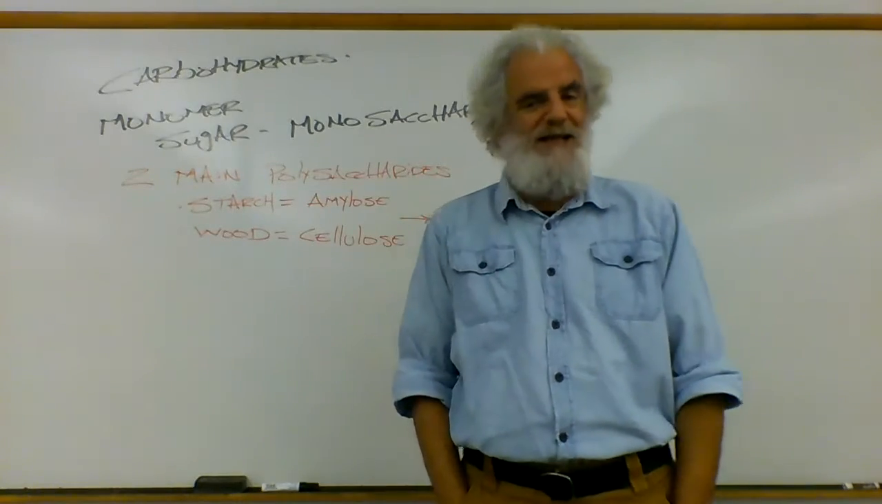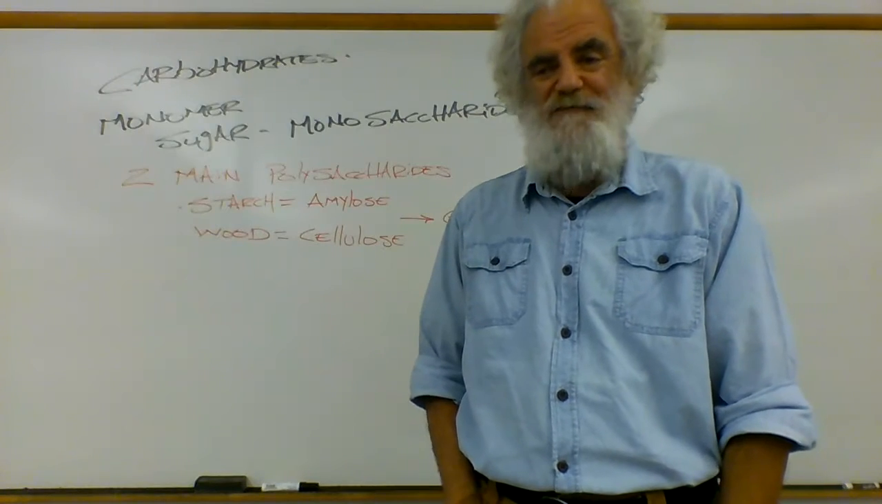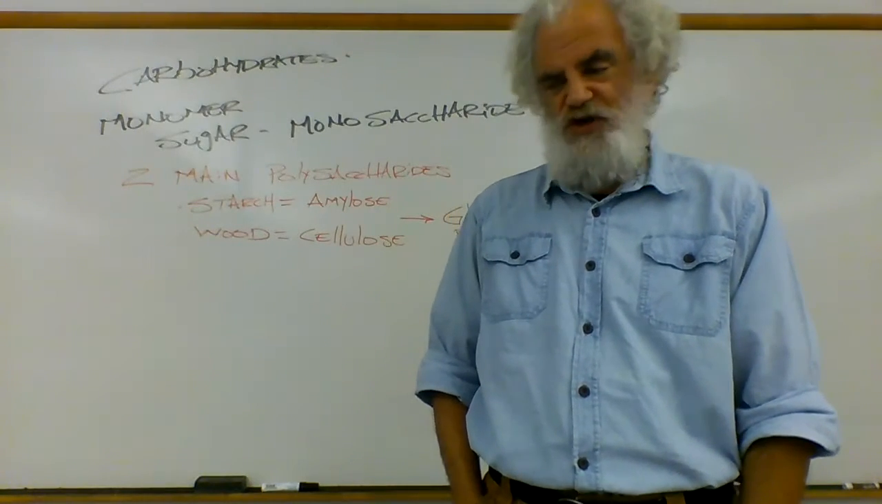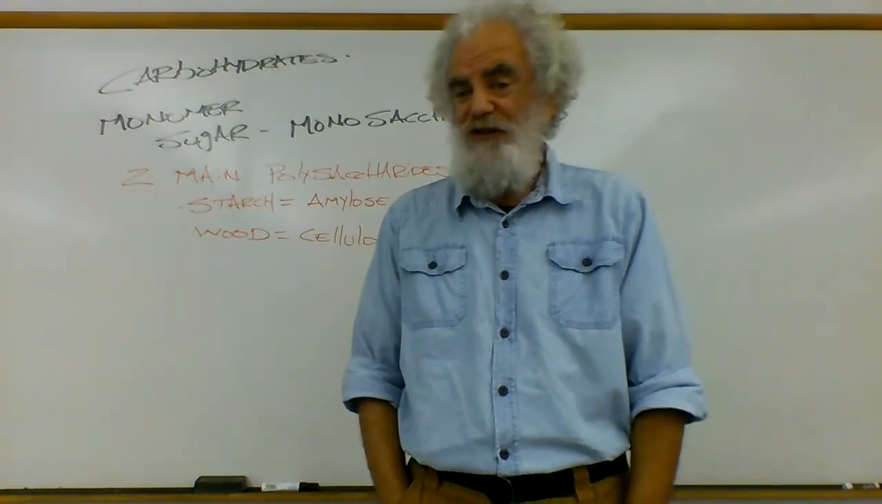Now, ruminants like cows, they can break down cellulose, but it's because they have bacteria in their guts that are secreting an enzyme called cellulase that allows them to break it down. That's a pretty interesting thought.